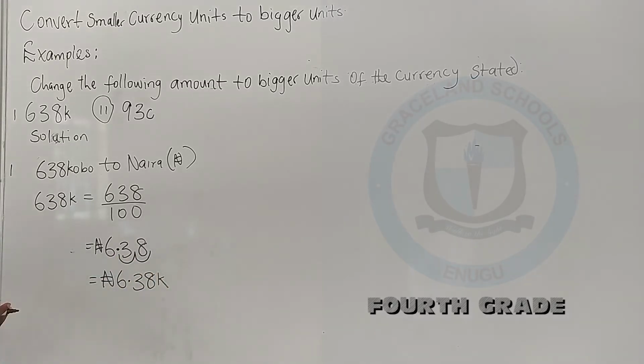So have you seen how to change kobo to naira? Divide by 100. Count the number of zeros in 100 and shift it 2 places to the left. Put your decimal point and the symbol of the currency.